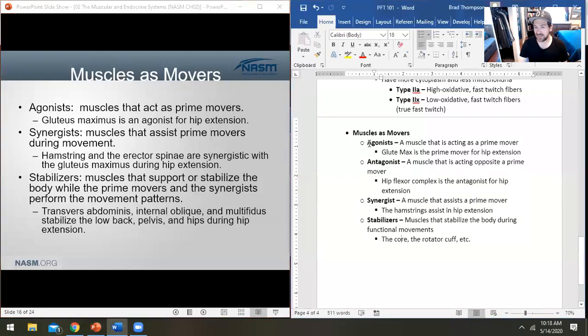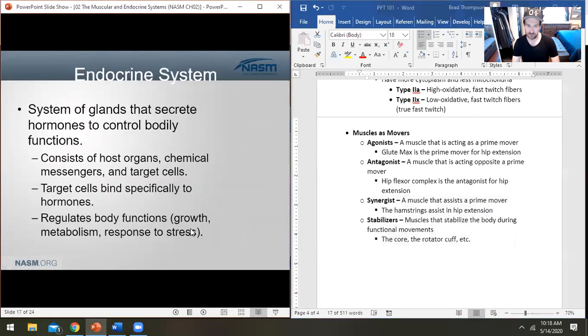You think of an agonist as like Batman, right? It's the main character of the show. Then you've got antagonists like the Joker, which do the exact opposite of Batman. You got synergists like Robin, who are there to assist Batman. And you got stabilizers, which are there to kind of keep the whole thing in check. That's like Alfred, the butler.